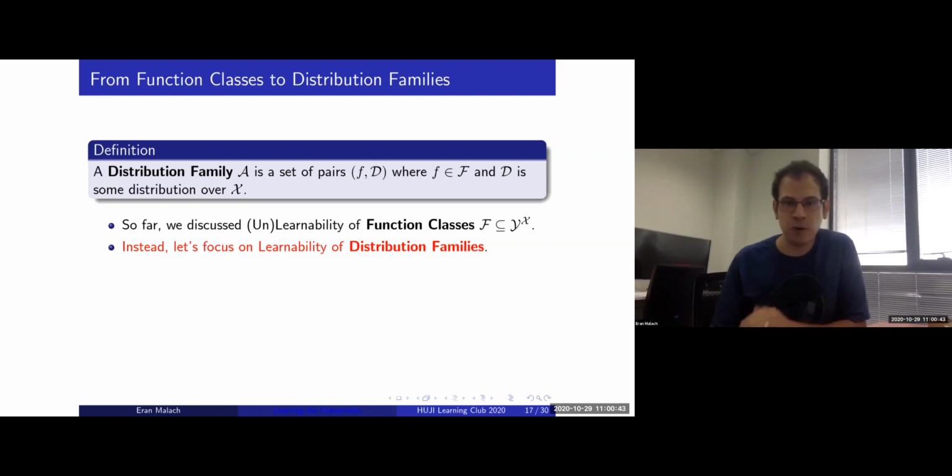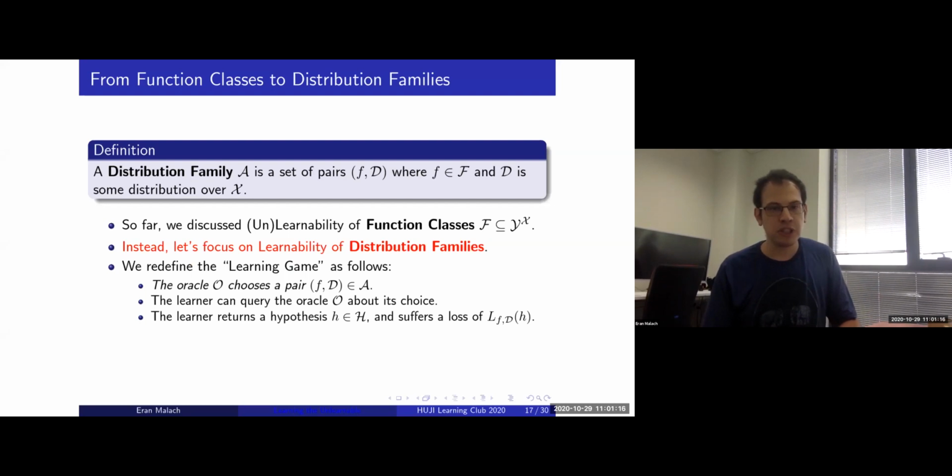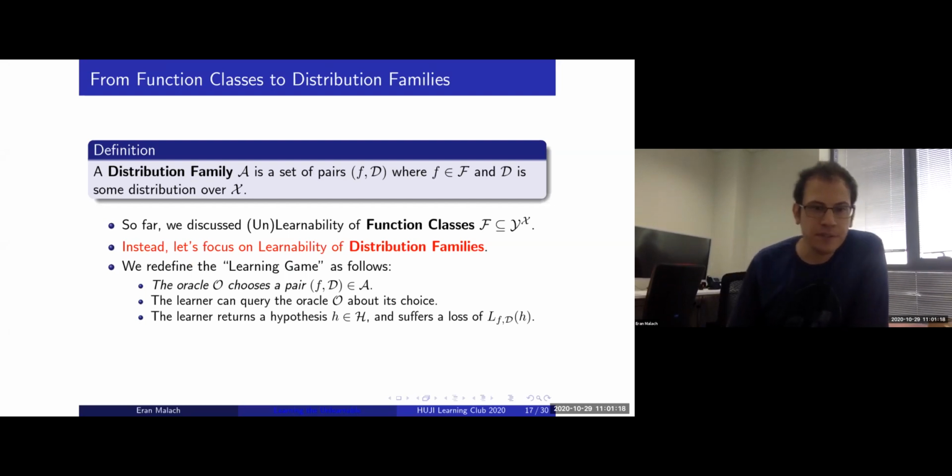So instead of focusing on learnability of function classes, I suggest that we move to focusing on learnability of distribution families. Again, this is not so new. Some of these definitions already go back to the 90s, I guess. But I feel like most of our focus is usually on learnability of function classes. And what I'll suggest here is to move to study learnability of distribution families. And to do so, we'll just redefine the learning game as follows.